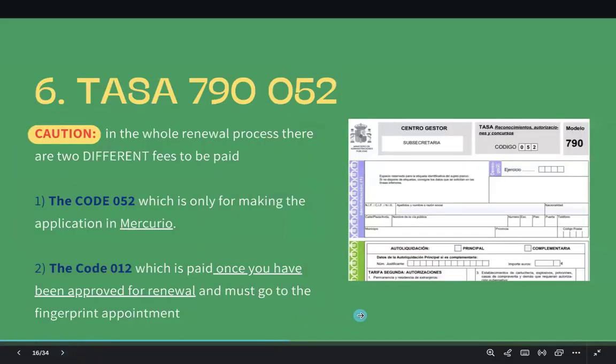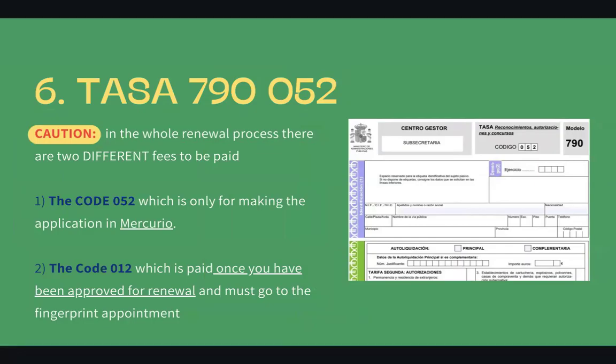Now, as I said, in this whole renewal process, there are two fees that you have to pay. So the code 052 is the first one, what we just mentioned earlier. And the second one is code 012, which is basically for the card itself, which you need after you got your renewal approved. So 052 for Mercurio and 012 for your card.